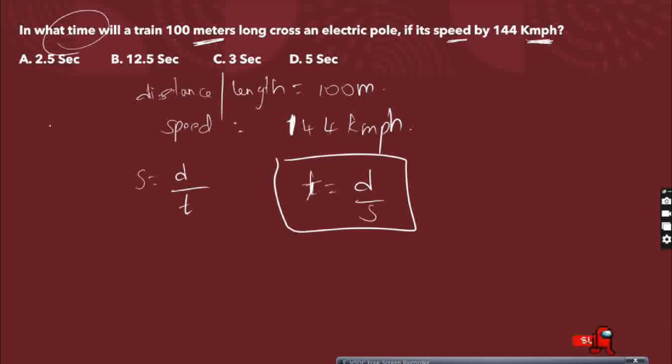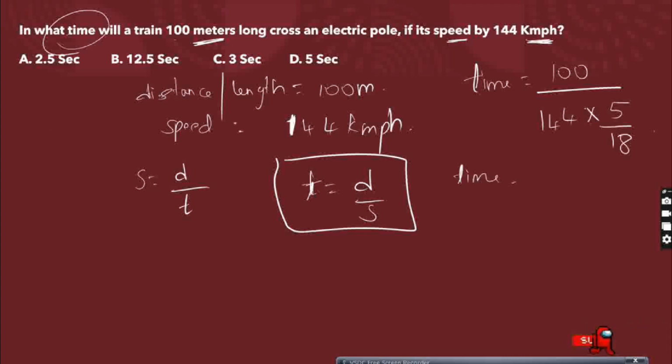Now substitute these values in this formula. Time is equal to, what is the distance? Distance is 100 meters. Now speed, what is the speed? 144. Now this is in kilometers per hour. I am going to convert it. In order to convert it, we multiply by 5 by 18, so that it converts into meters per second.